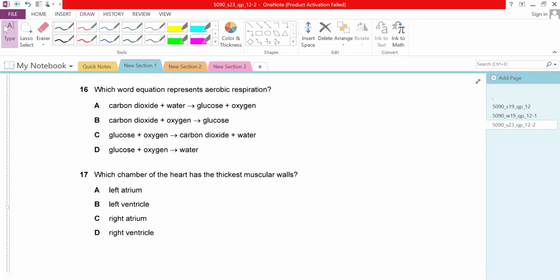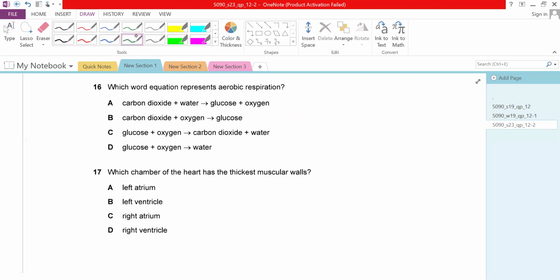Question 16. Which word equation represents aerobic respiration? The first one was regarding anaerobic respiration in microorganisms, while this question number 16 is regarding aerobic respiration. So for aerobic respiration, you need oxygen plus glucose, and it gives carbon dioxide and water. Option C is correct for question number 16.